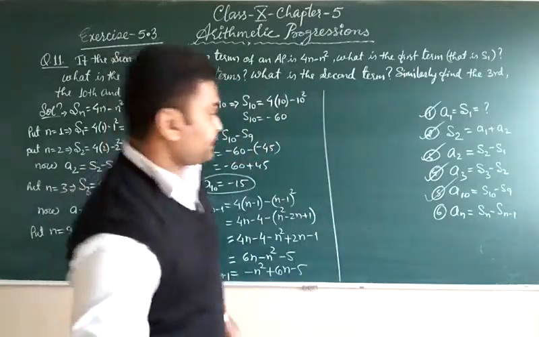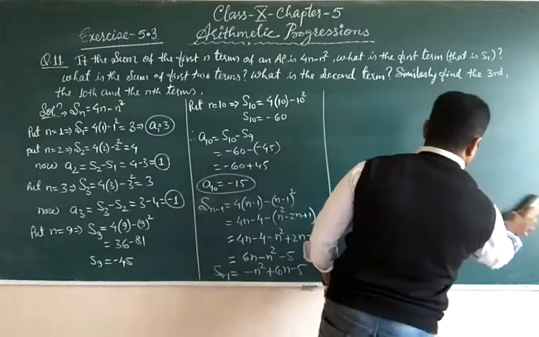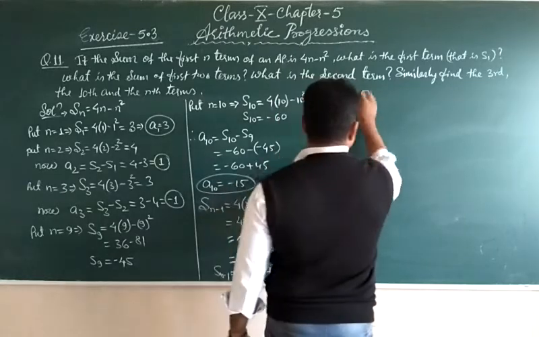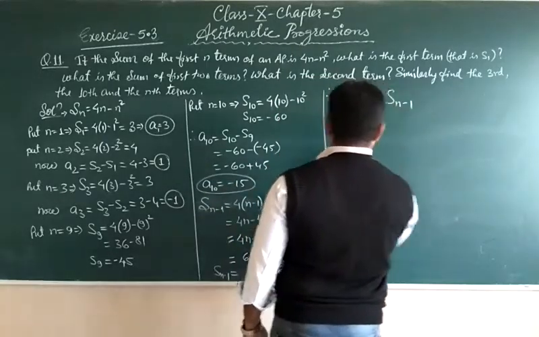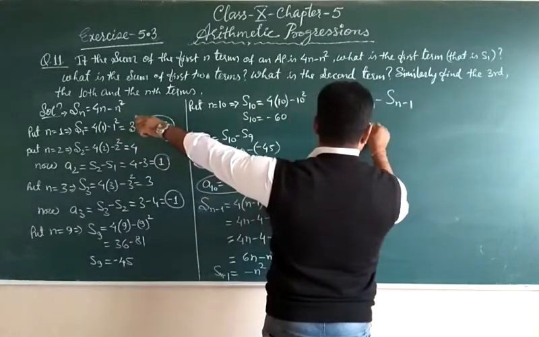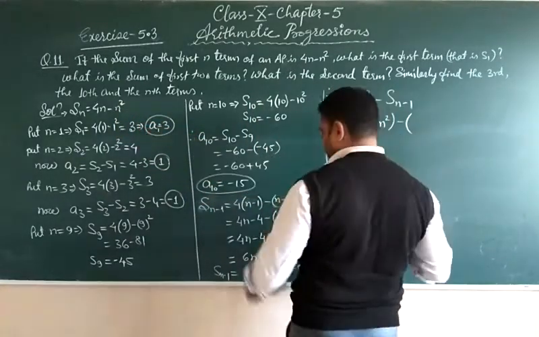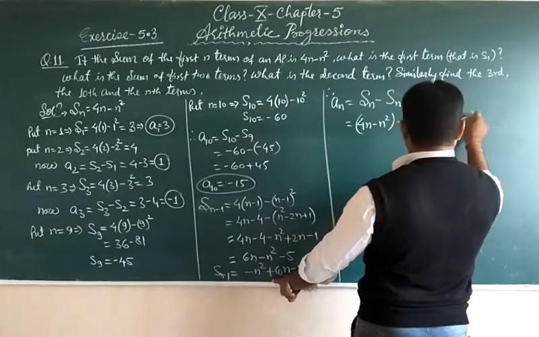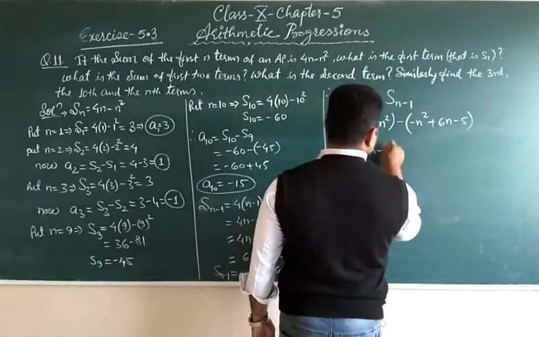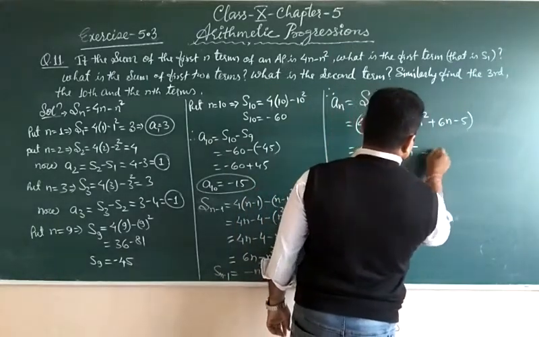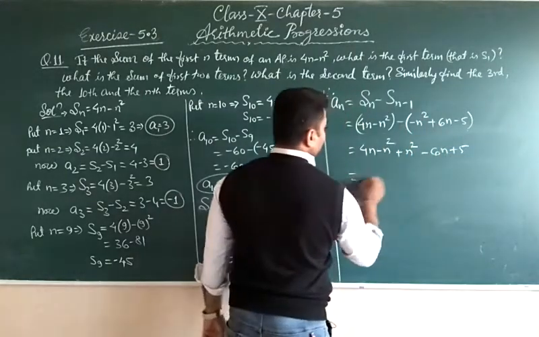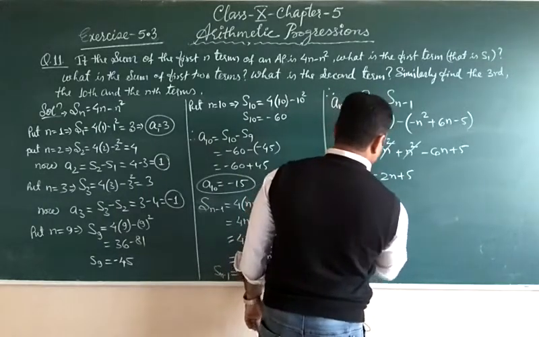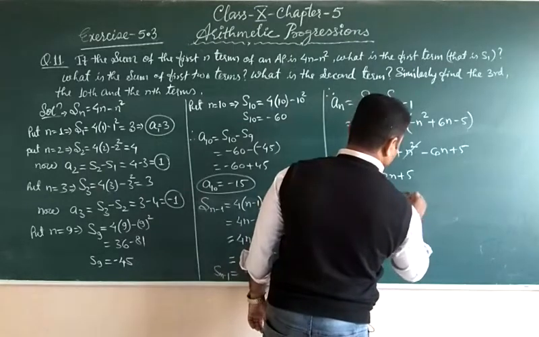Now An, I am rubbing this. Therefore An is equal to Sn minus Sn minus 1. Sn is 4n minus n square, minus Sn minus 1, which is minus n square plus 6n minus 5, is equal to 4n minus n square plus n square minus 6n plus 5. Here n square cancels, minus 2n plus 5, or An is equal to 5 minus 2n.